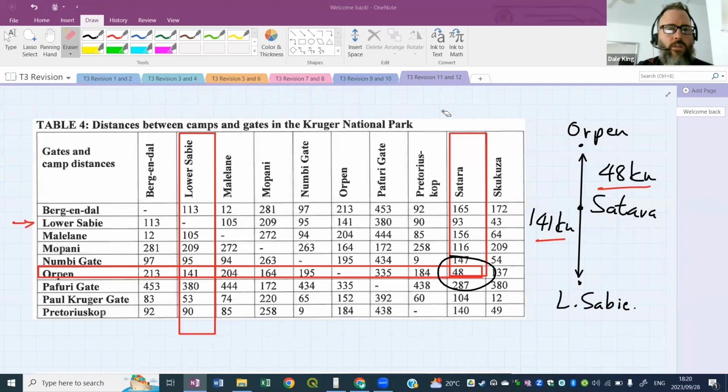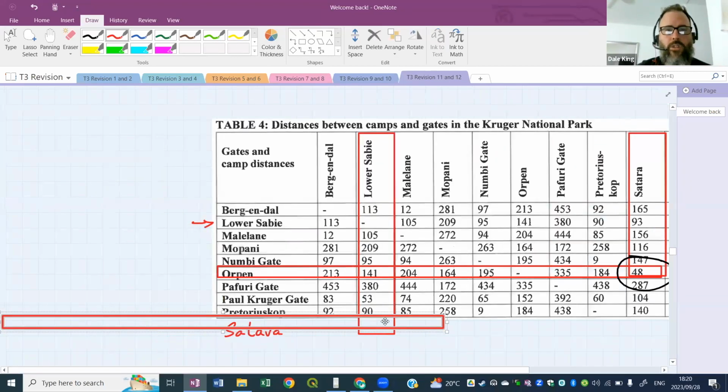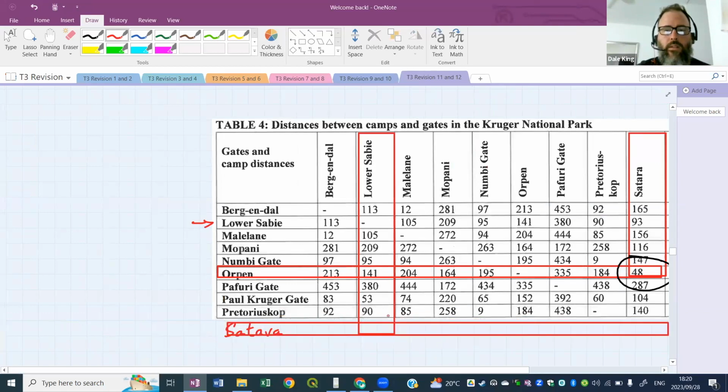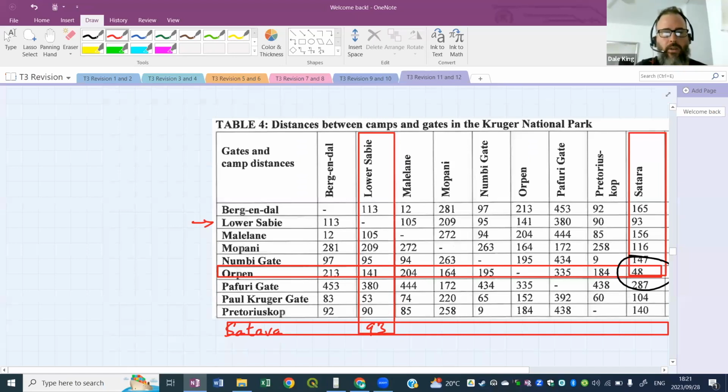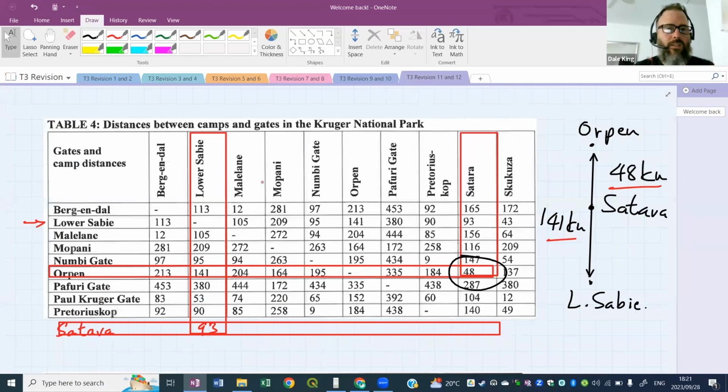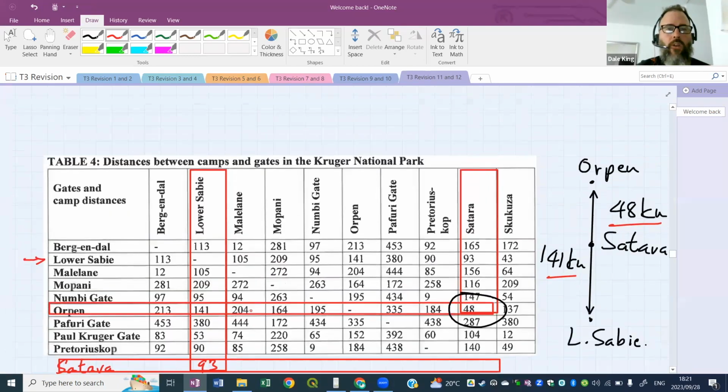The easiest way to do this would be if we had Satara here on this table. I promise you I didn't cut the table short. If we had Satara here and we had some kind of distance for Satara, for example, if this was 93 kilometers from Satara to Lower Sabi, we could do it, since 48 plus 93 is 141. But I don't have that information, so we're going to have to assume. Can't really do it. We don't have Satara on our left-hand side. Well, I would say yes, but we can't really prove it until we had this number here, which is not really on our table.